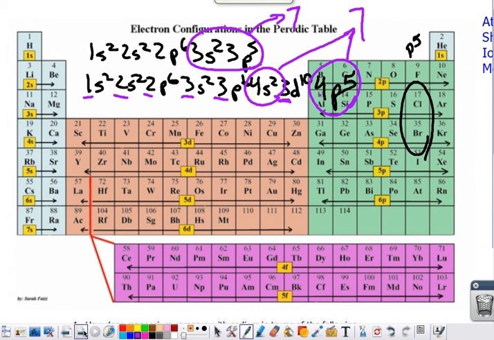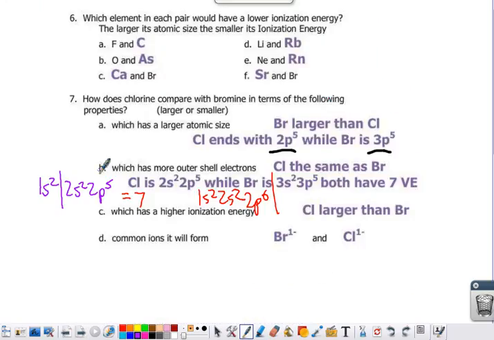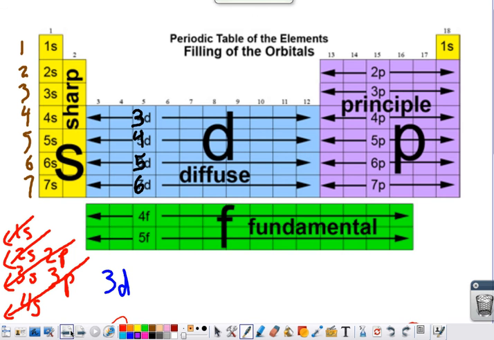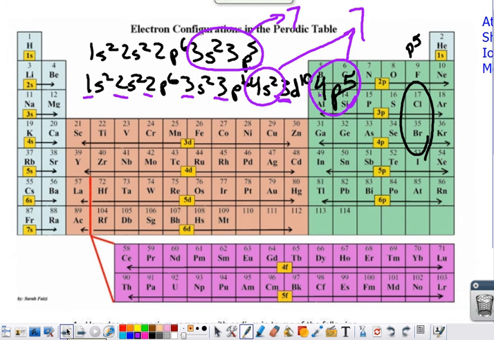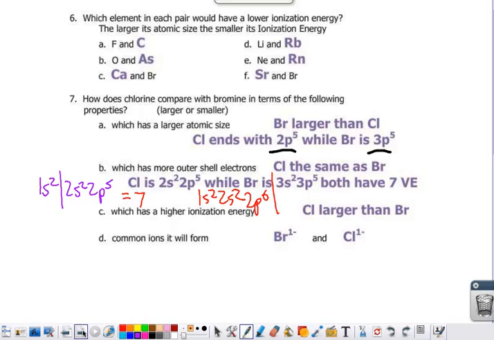And when we're looking at this question here, where were we? Right here. Which has more outer electrons? Only the outside, the S's and the P's. Did I mess up? I messed up right there. That should be 4s and 4p, and that should be 3s and 3p. Oh, man, how many years has that mistake been on there?